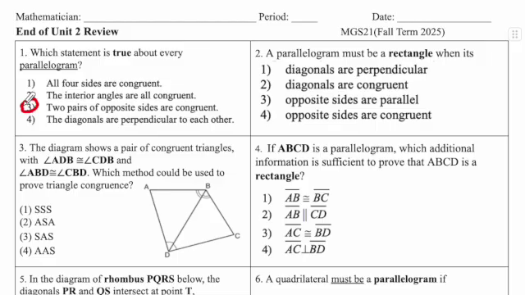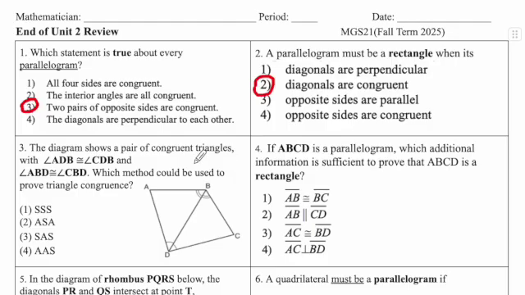Okay, number 2. A parallelogram must be a rectangle when it's 1. Diagonals are perpendicular. 2. Diagonals are congruent. 3. Opposite sides are parallel. 4. Opposite sides are congruent. So a parallelogram must be a rectangle when the diagonals are congruent.